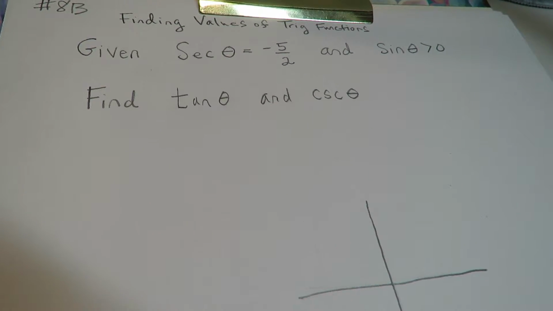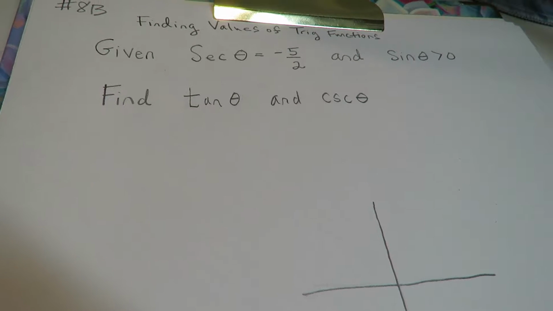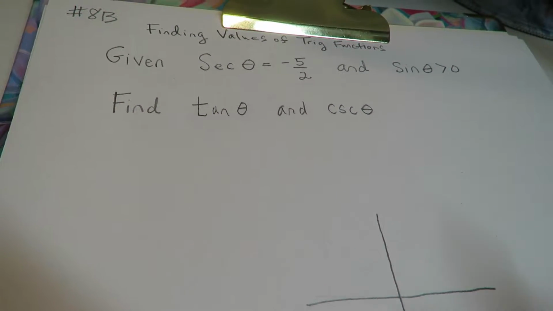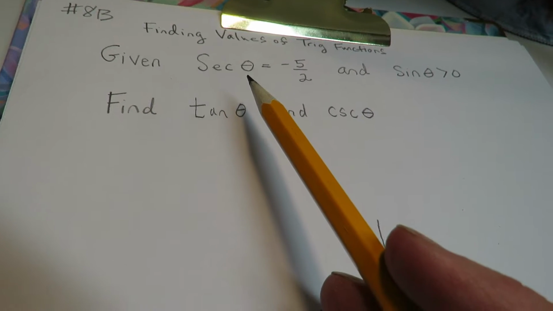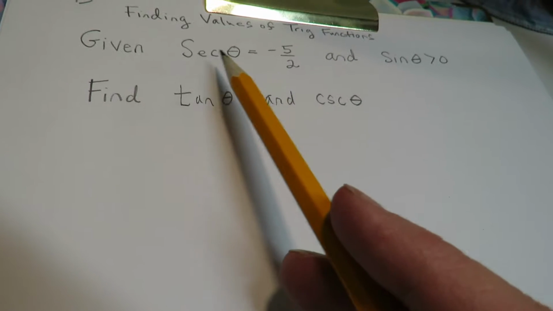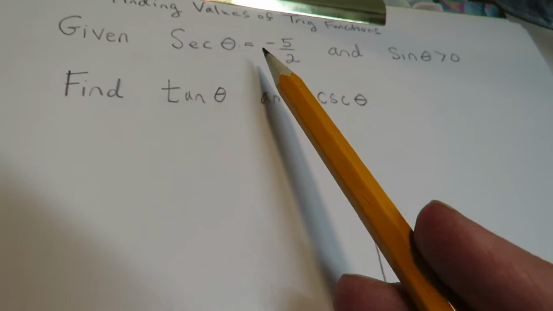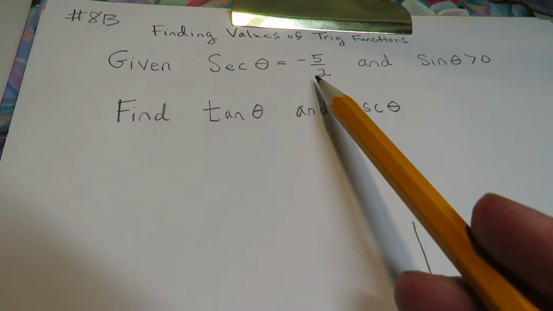Hi gang, let's try another example of what we just did, finding values of trig functions. Remember, the first step is to figure out what quadrant you're in. So let's look at what they gave us. They said that secant is negative. In what two quadrants is secant negative?